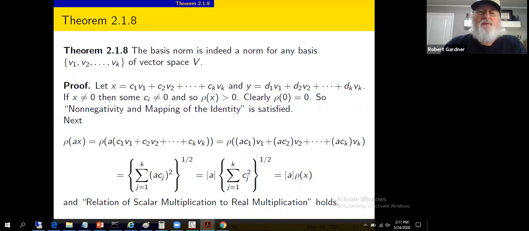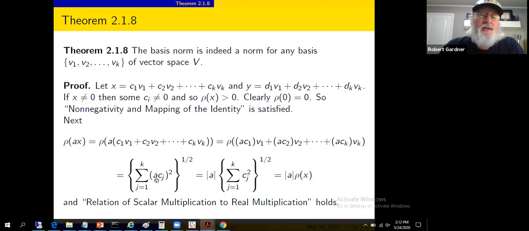Part two, the definition of a norm was that the norm of ax equals the absolute value of a times the norm of x. We're using this rho symbol for norm. So when we take rho of ax, here's x expressed in terms of those basis elements. We'll distribute. Here's ax expressed in terms of those basis elements. So if you want the basis norm of that, we'll take each of those coefficients, square them, add them together, take a square root. So we get a times c sub j, j equals 1 to k, squared, square root of.